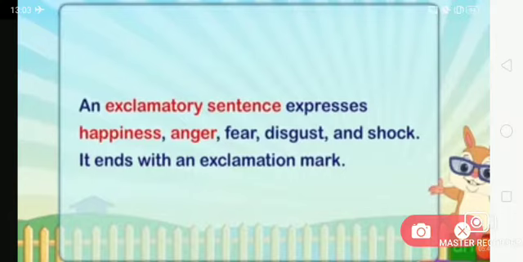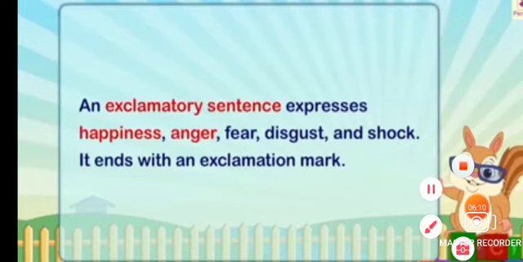Now the fourth sentence is the exclamatory sentence. What is an exclamatory sentence? An exclamatory sentence expresses happiness, anger, fear, disgust and shock. It ends with an exclamation mark. Students, this is called an exclamatory sentence.